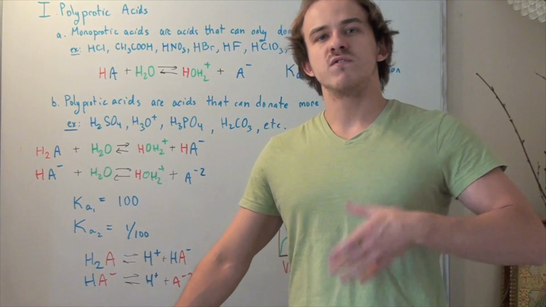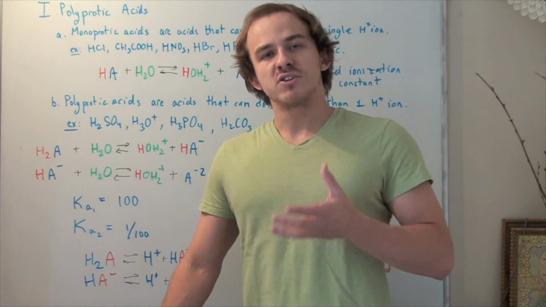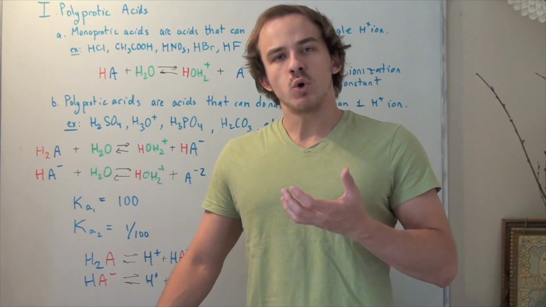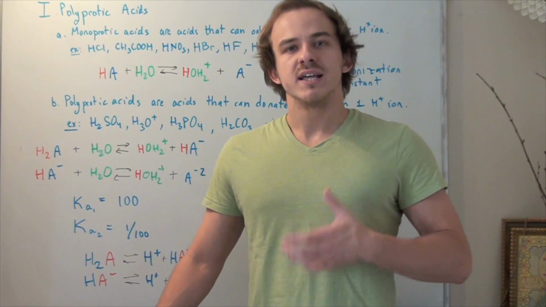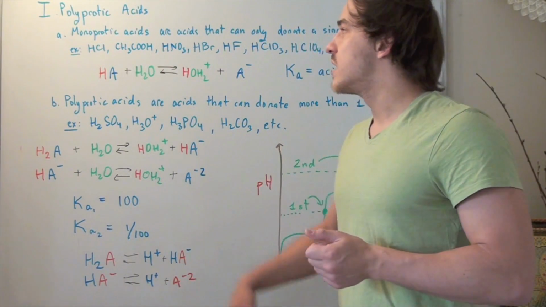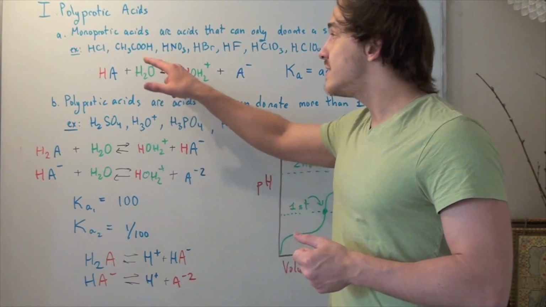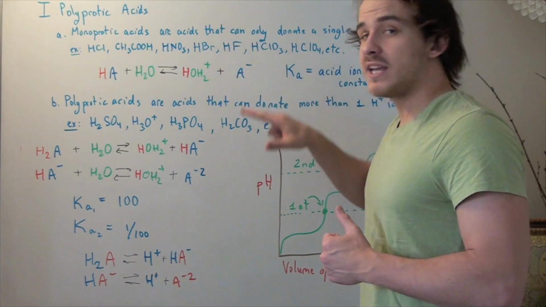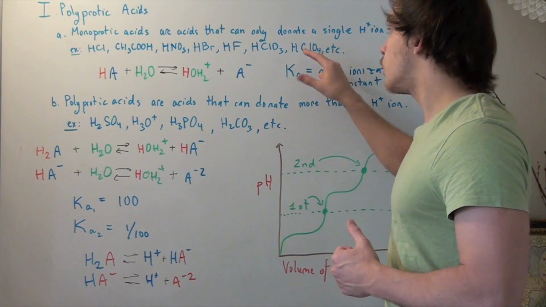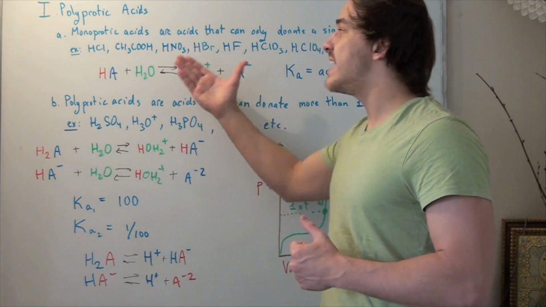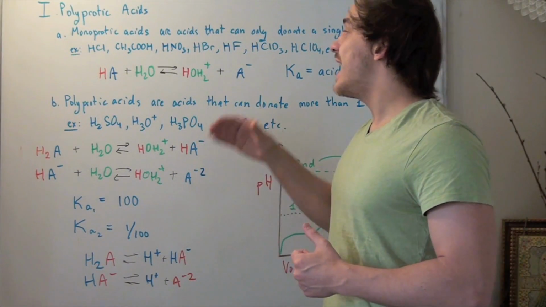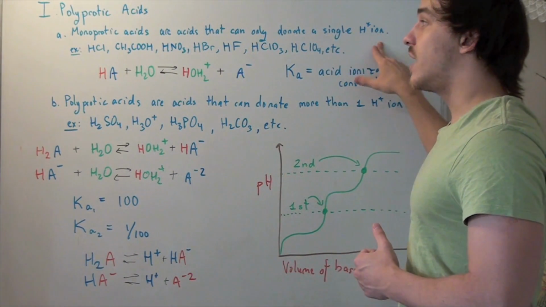Now, as of now, we've only really spoken about monoprotic acids. A monoprotic acid is an acid that can donate a single H plus ion. Let's look at a few examples. Hydrochloric acid, acetic acid, nitric acid, hydrobromic acid, hydrofluoric acid, chloric acid, and perchloric acid are all examples of monoprotic acids because they can all donate a single H plus ion.